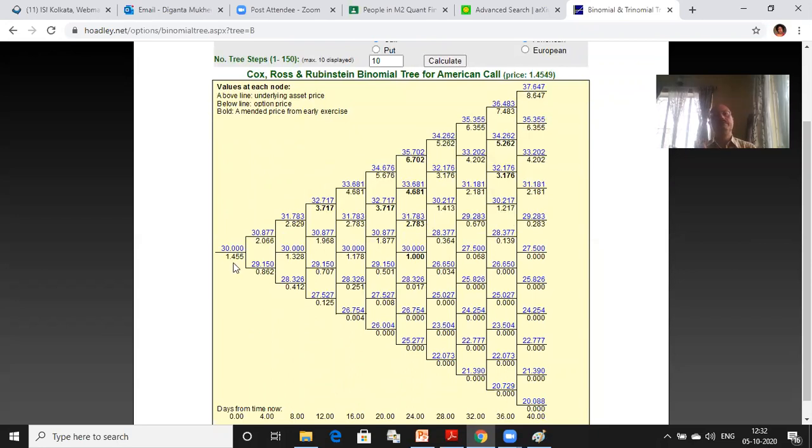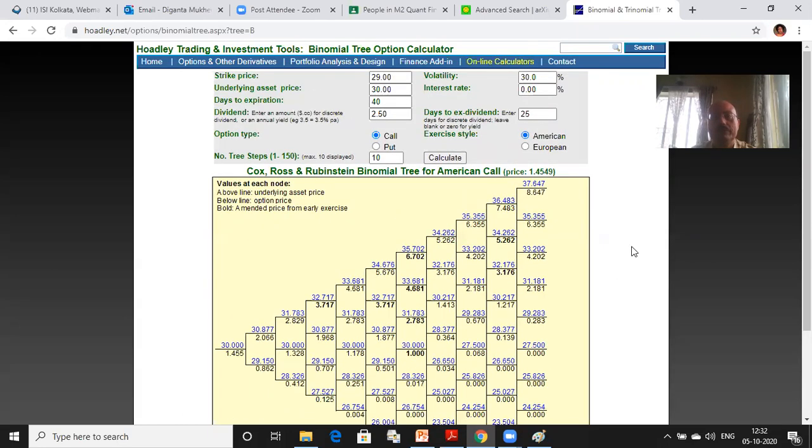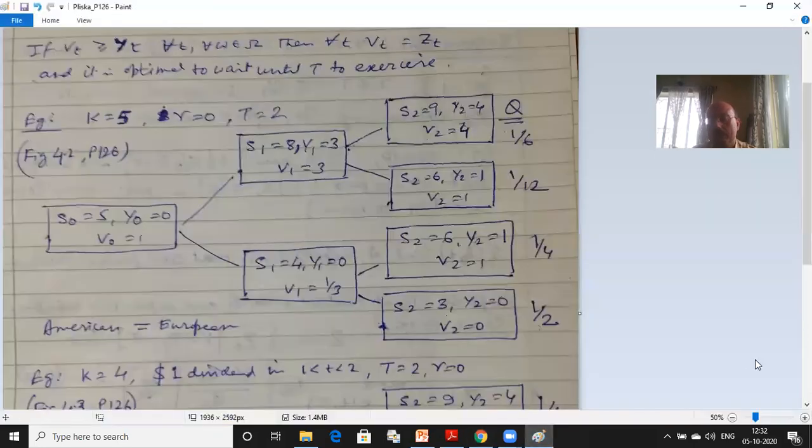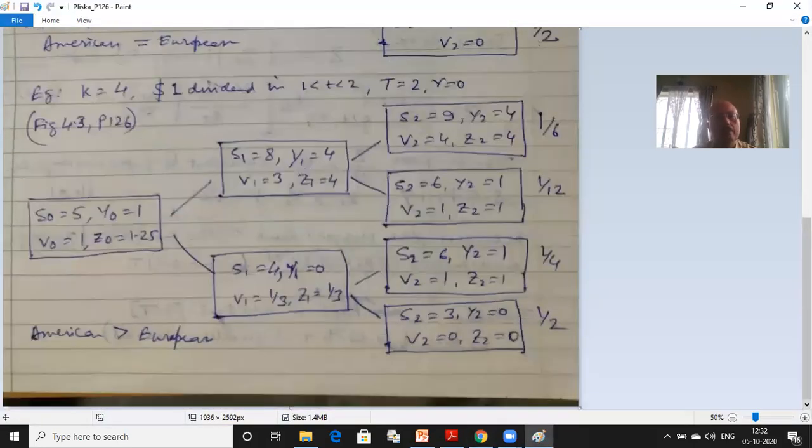So can you all see this? Yes, sir. So you can just play around with this model. This is a very nice option calculator. Of course, it won't work for very complicated contracts, but for simple contracts, you can play around with this one and get some idea how these calculations happen and where the American will be actually more expensive than European. So I will show you one simple example here where American is actually better than the European. So there is an early exercise somewhere.